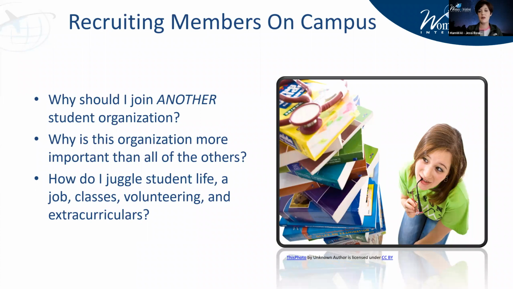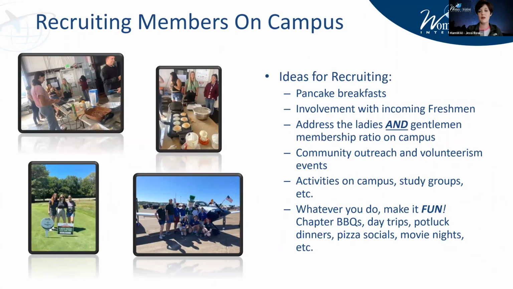When we're recruiting members on campus, some ideas that have been thrown out from this group as well as other student chapter experts were things like pancake breakfasts, involvement with incoming freshmen, addressing the lady and gentleman membership ratio, particularly on campus, community outreach and volunteerism events, activities on campus, study groups, etc. And then whatever you can do, make sure you're making it fun. Chapter barbecues, day trips, potluck dinners, pizza socials, movie nights, and more.